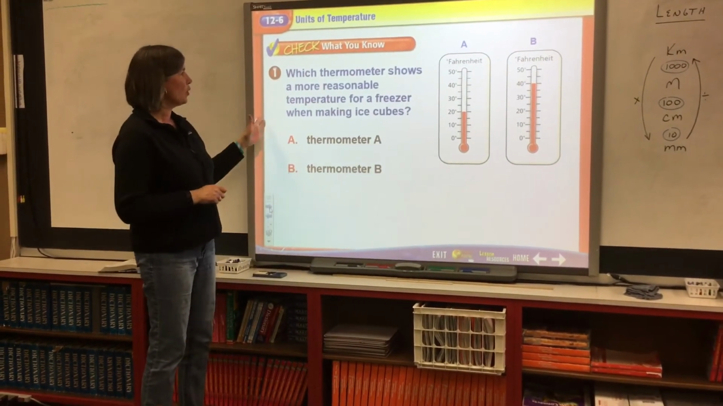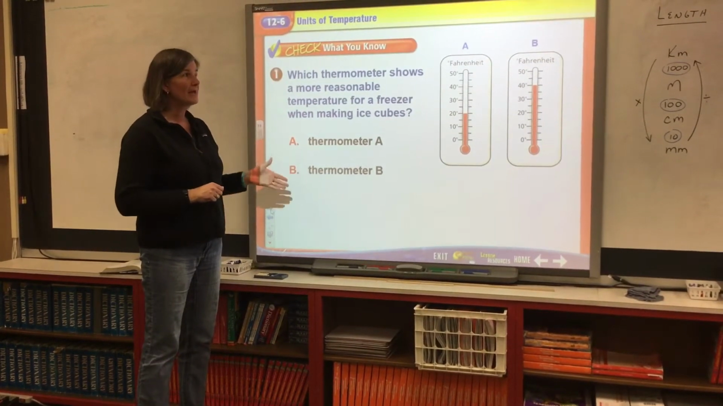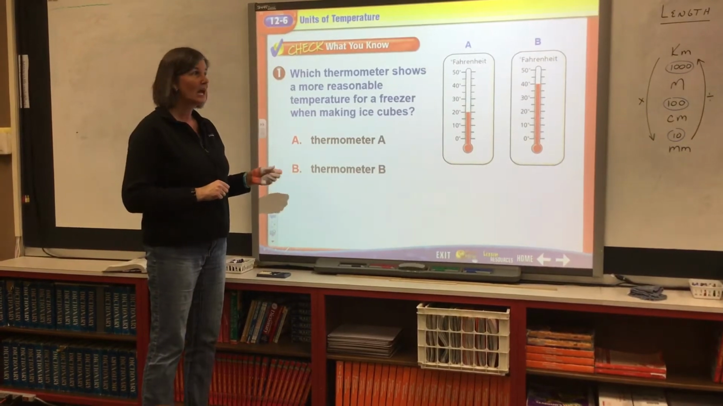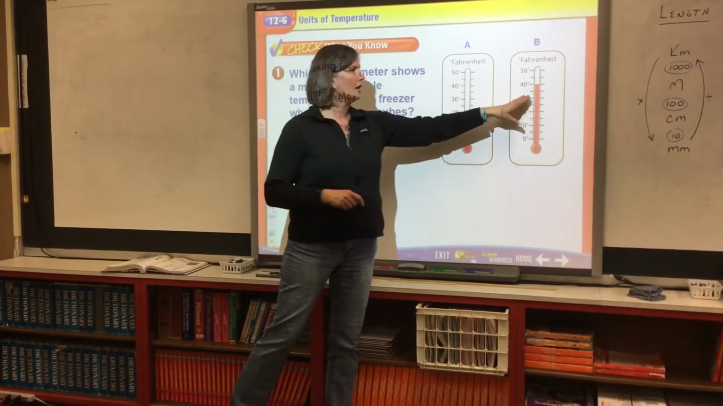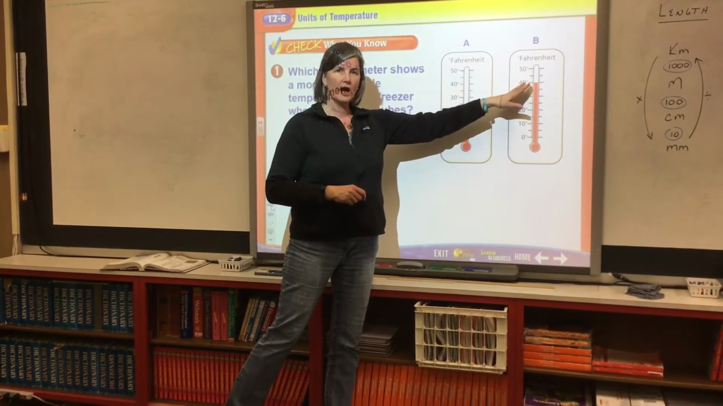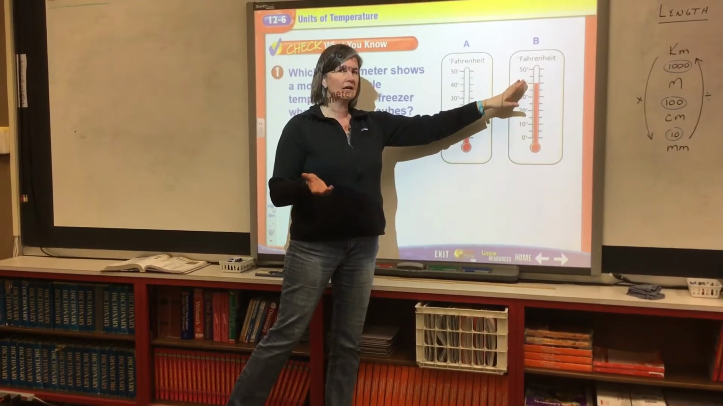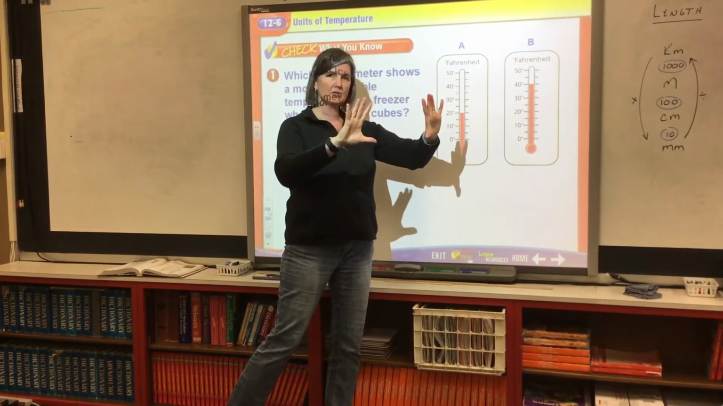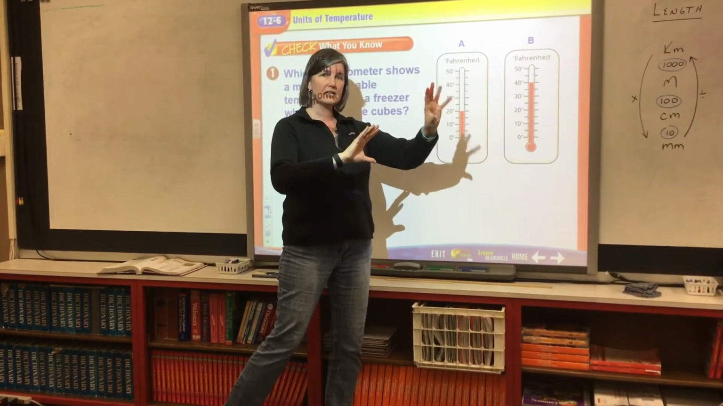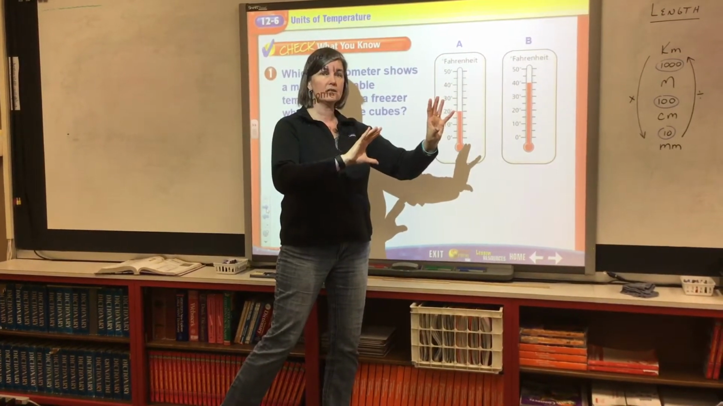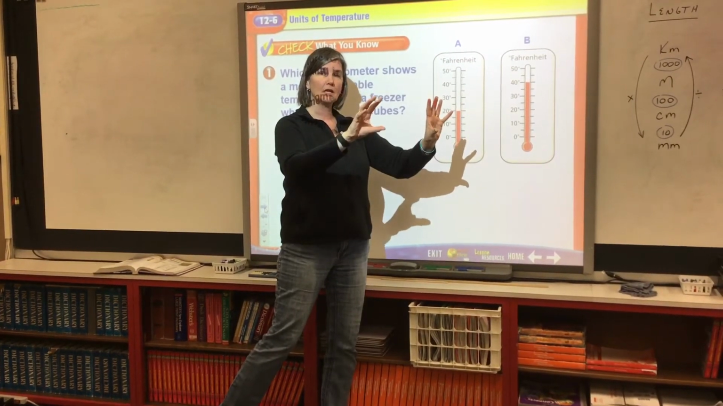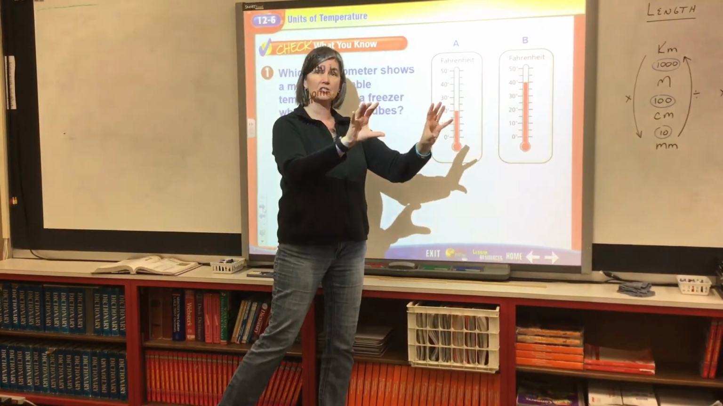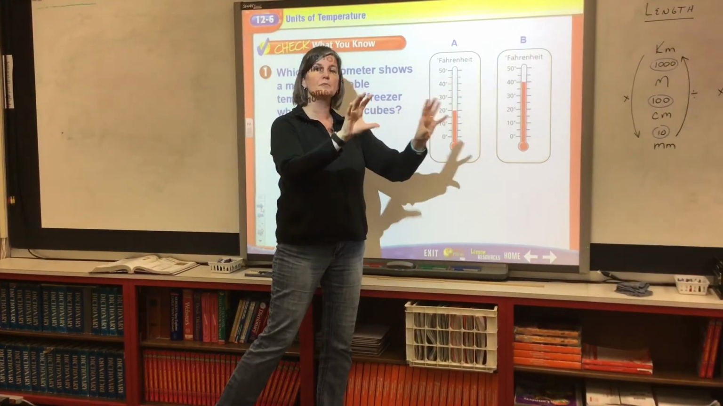So which one would be better if we want to make ice cubes? Thermometer A. This one's too warm. If this one's at 40 degrees, it's not going to freeze. Think of your refrigerator. On my refrigerator, on the outside, it shows what the freezer is set at, which is usually 0 degrees, and what the refrigerator is set at, which says 37 or 38 degrees. Those would be in Celsius.